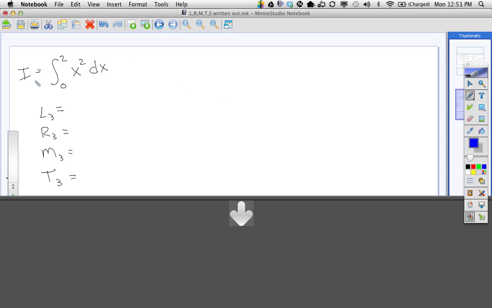All right. So the way your book is going to write these is I. I means the integral, the exact area. I is going to represent the exact area we're looking for. Now, some of the problems, we could find the exact area with the fundamental theorem.